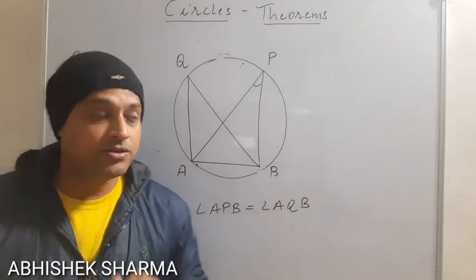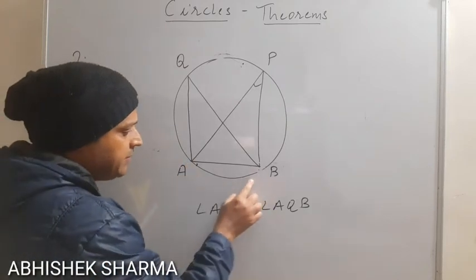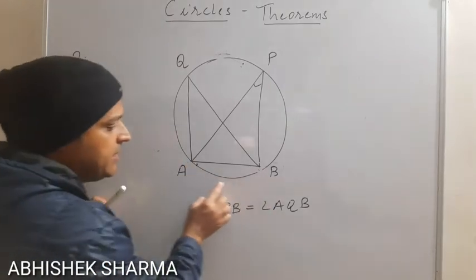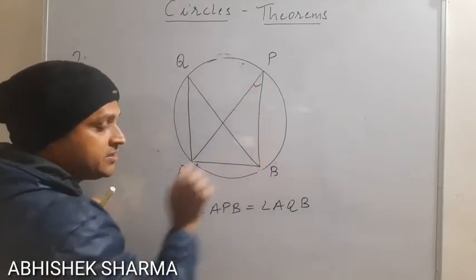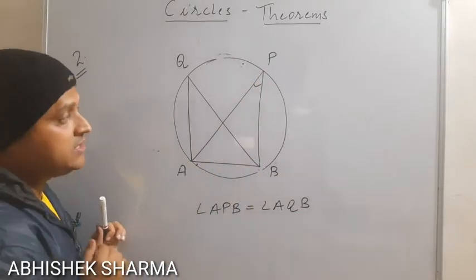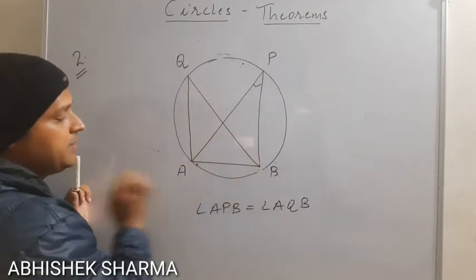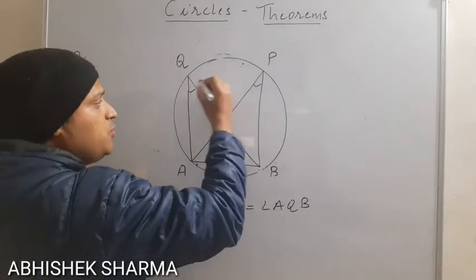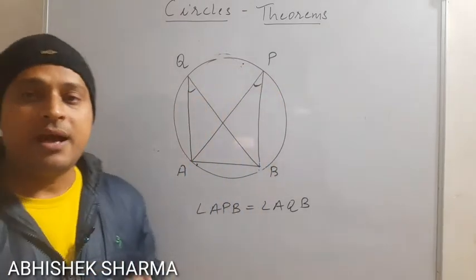My dear students, you very well know what is a segment. This part is known as a segment. Now on this segment, you see APB, this is one angle which we are seeing. Another angle we are seeing is BQA. So these two angles will be equal. Am I right? Am I clear?